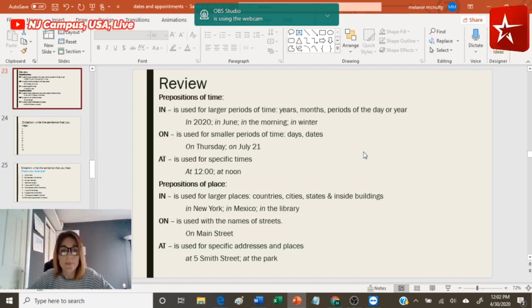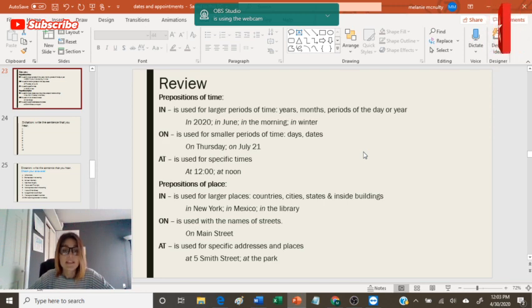Okay, so when we're talking about time, in is for a larger period of time. The years, the months, the periods of the day or the year, and you can just write down the examples. In 2020, in June, in the morning, in winter. On is for days and dates. On Thursday, on July 21st. At is for specific times, at 12 o'clock, at noon.